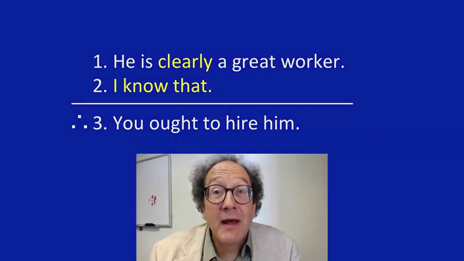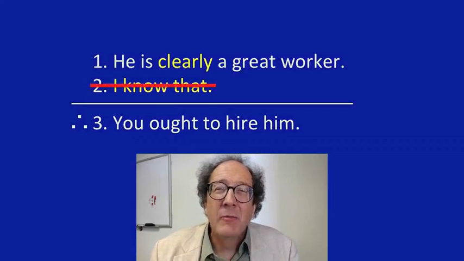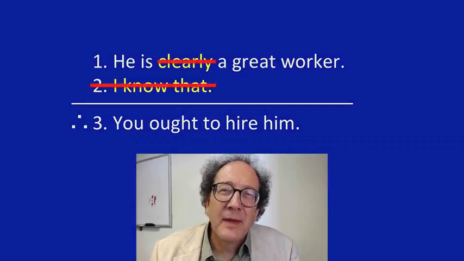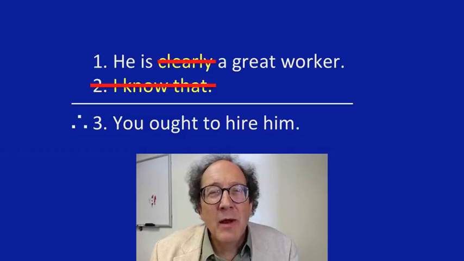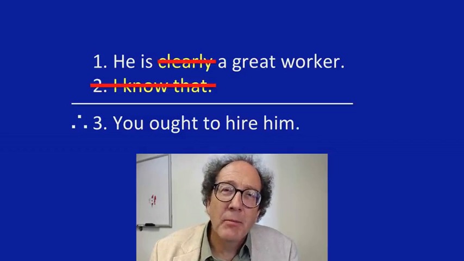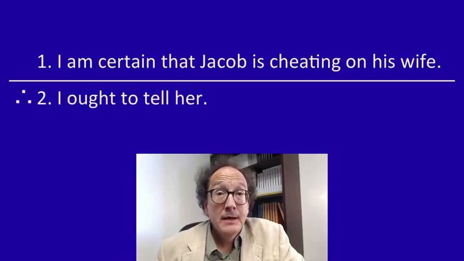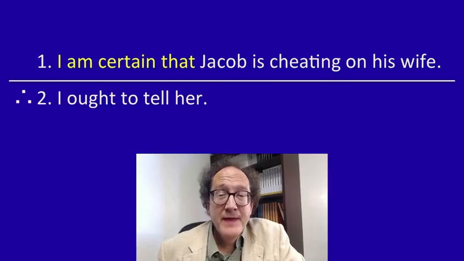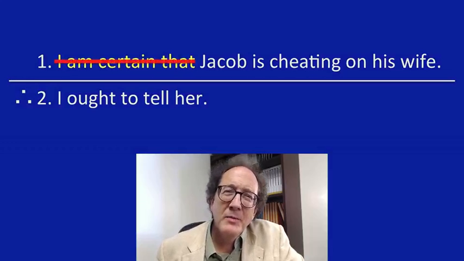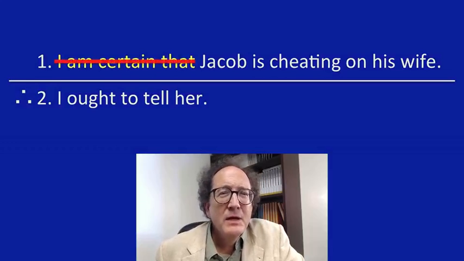So we can cross out the words "I know that," and we can cross out "clearly," and then the argument is, he's a great worker, so you ought to hire him. But contrast this example. I am certain that Jacob is cheating on his wife, so I ought to tell her. Now you might think, "I am certain that" is just another assuring term, so we can cross it out. And then the real argument is Jacob is cheating on his wife, so I ought to tell her.